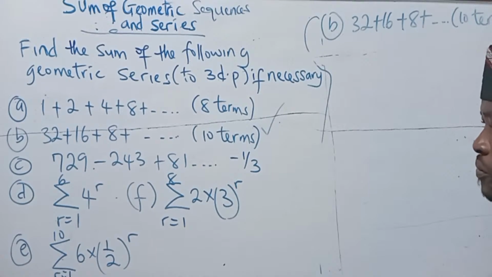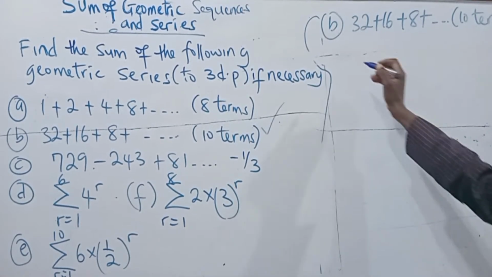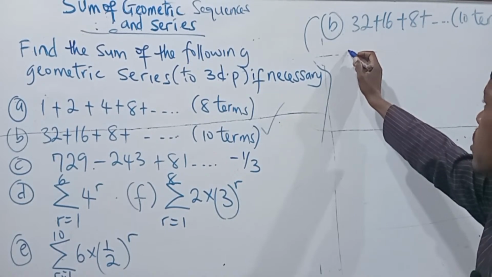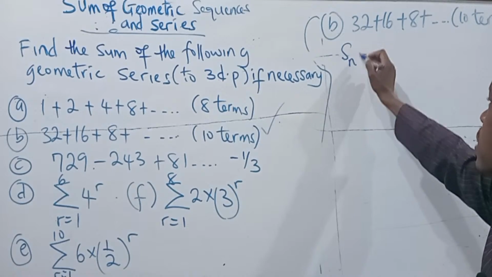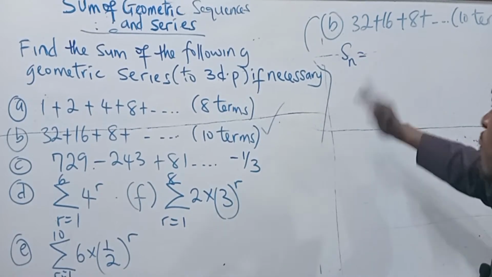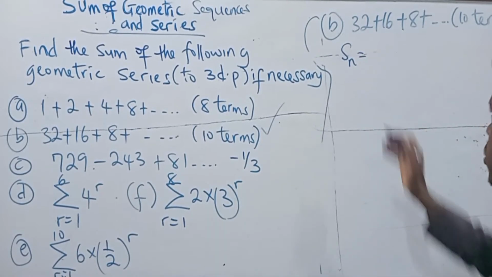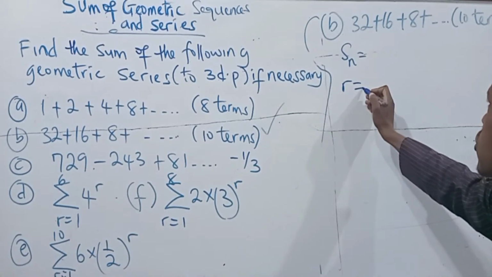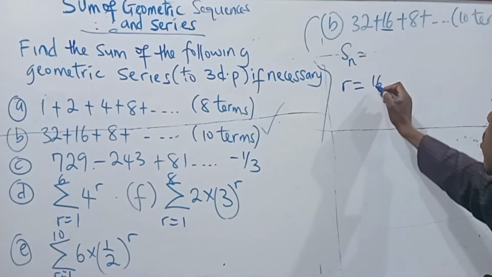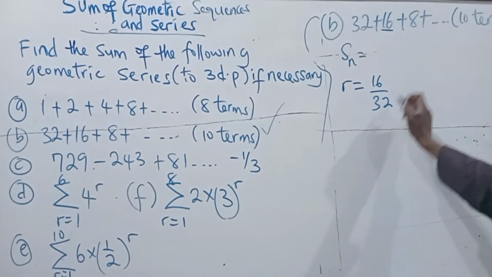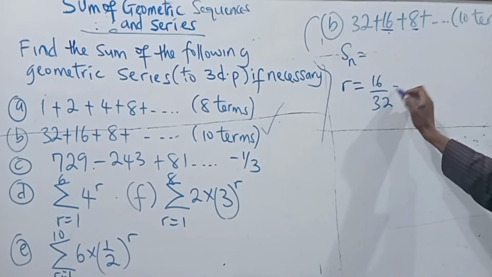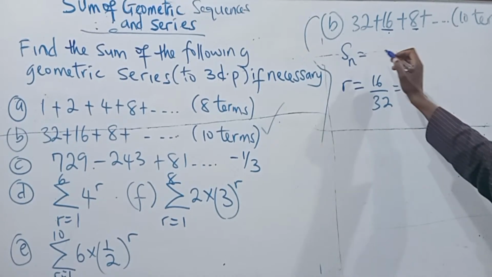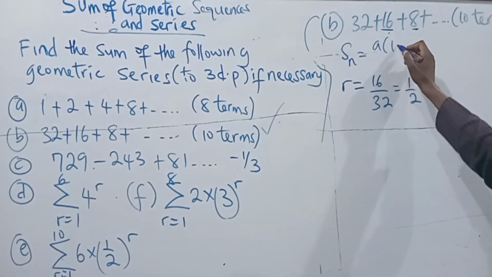So for the sum of the geometric series, the formula is this. But before we can know which one to use, we need to get the common ratio. The common ratio is the second term over the first term, which must also equal the third term over the second term. And this is 1 over 2. So we're going to apply this one.